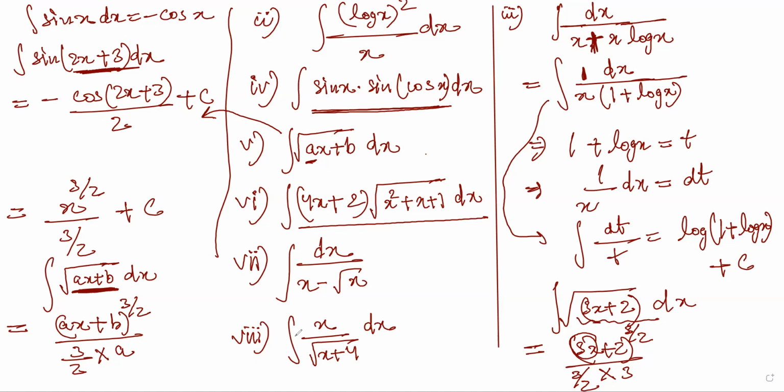What do we need to substitute here? Okay, substitute this x square plus x plus 1 as t. dt by dx would become 2x plus 1. So do we have 2x plus 1, Nasir?